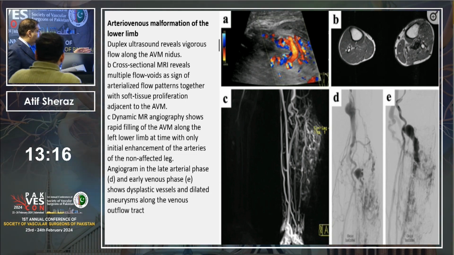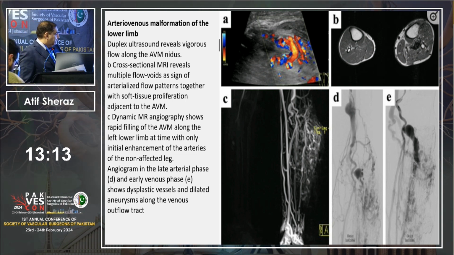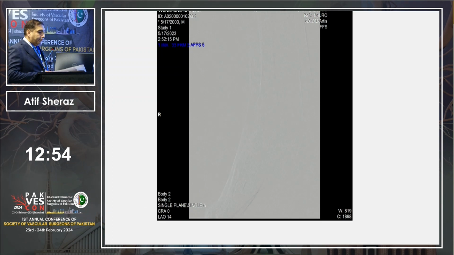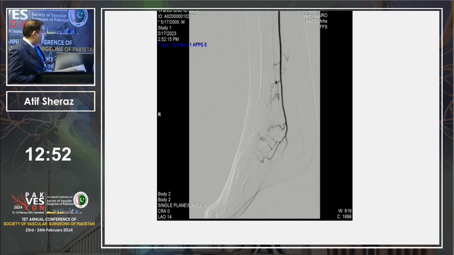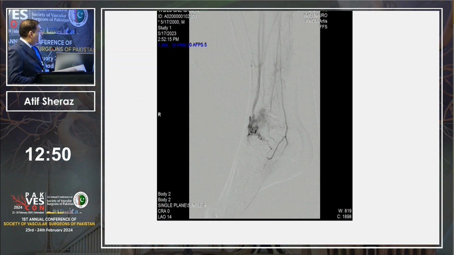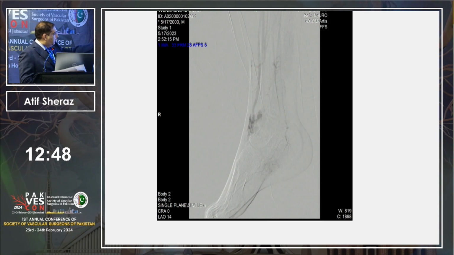And we see this in the dynamic MRI: in the other leg, only the arteries have just appeared, and here already the veins are opacified because of the high flow. And the angiogram is the gold standard for diagnosis. We see the arterial inflow, the nidus, and the draining veins. So this is the typical angiogram of an AV malformation. This contrast blush is the nidus that we saw.